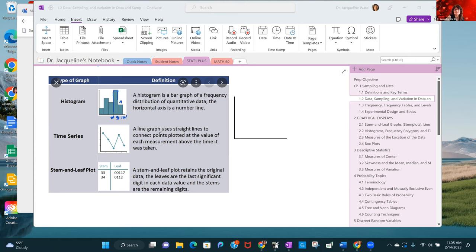All right, a time series graph. So this is a line graph. Basically they're points plotted and then you connect the dots.